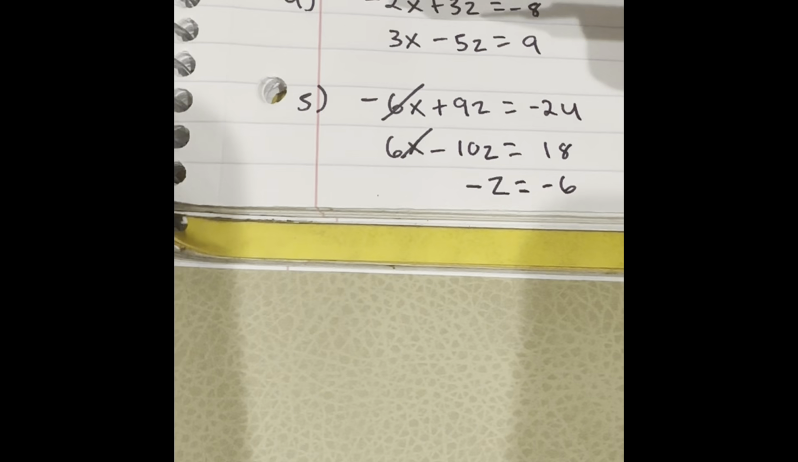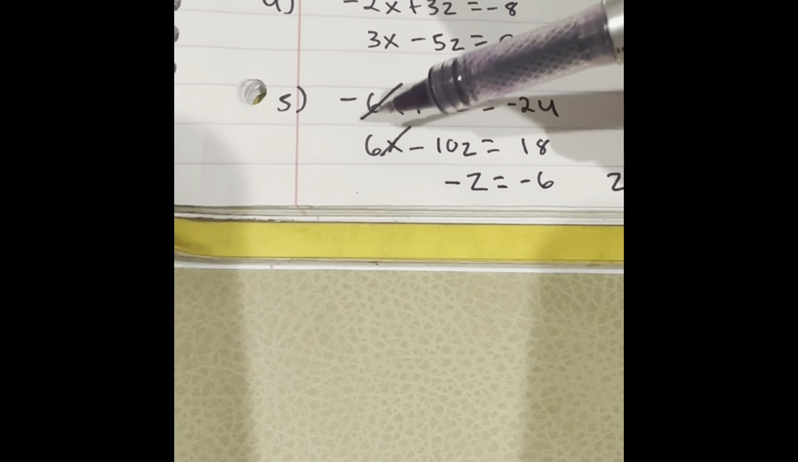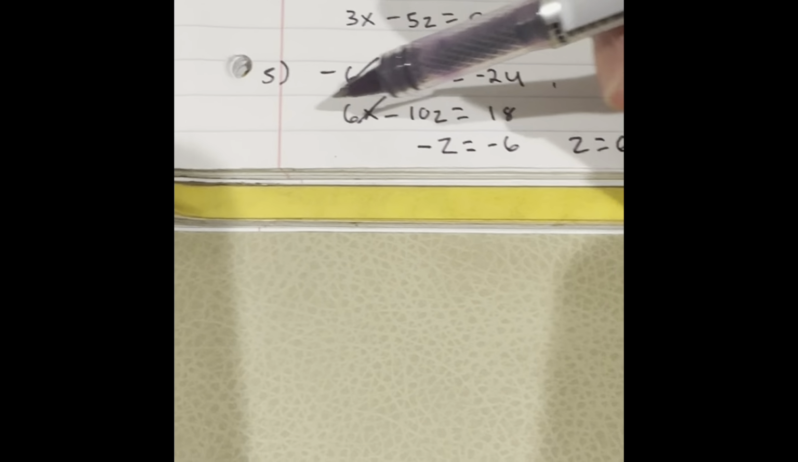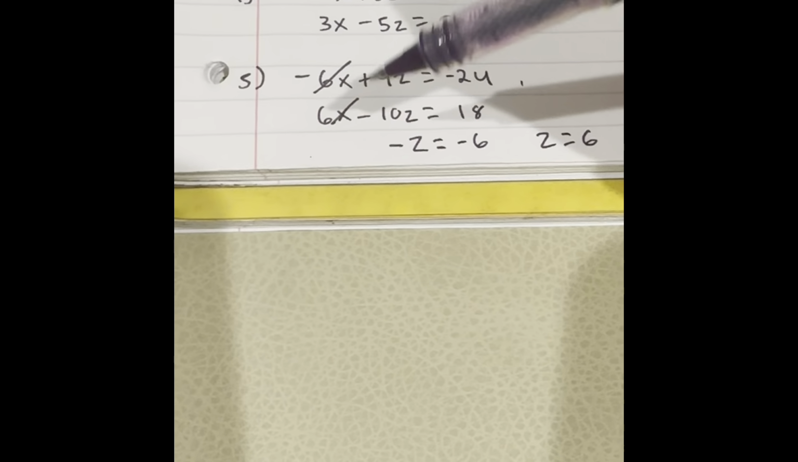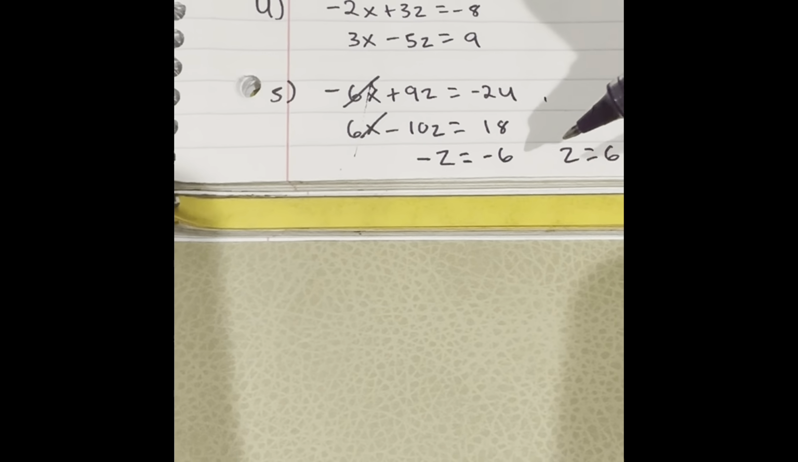So I choose x, and I choose the lowest common denominator, which would be 6. And I make this 6 by multiplying the top by 3. So that would make everything else -6x plus 9z equals -24. And on the bottom, you have to also make it +6, not -6, so they can cancel out. So I multiply everything on the bottom by 2, which will give me 6x minus 10z equals 18. Now the x's will cancel out, and I'm left with -z equals -6, which gives me z equals 6.